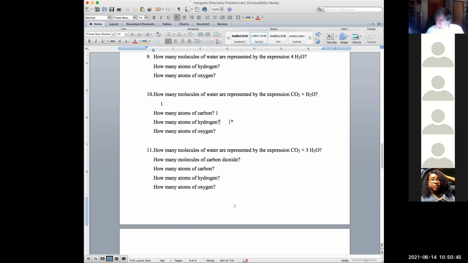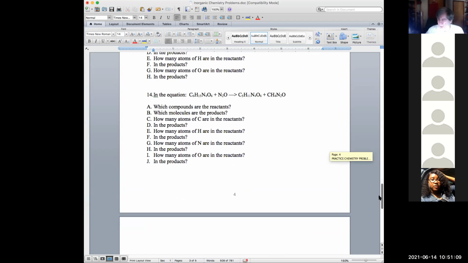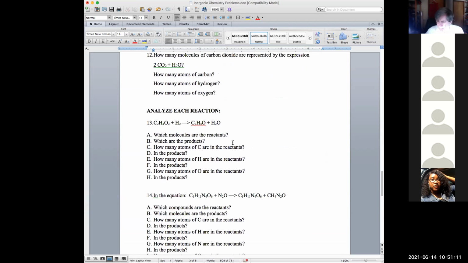How many atoms of hydrogen? There's 1 water, but it's got 2 hydrogens in it. How many atoms of oxygen? Okay, this is a little bit tricky because oxygen is in 2 places. There's 2 oxygens in the carbon dioxide. There's 1 in the water. So there's a total of 3. So there's a few of these for you to work. And then there's one more type of problem finally.